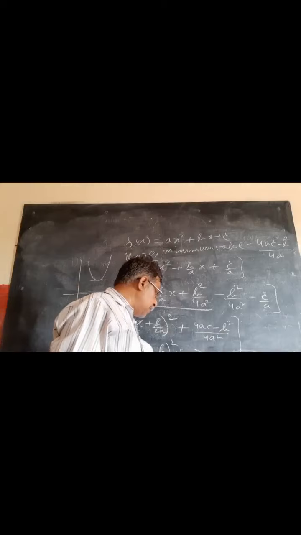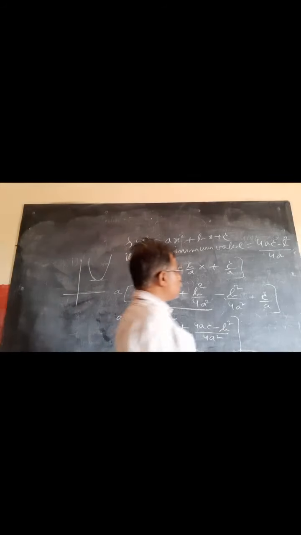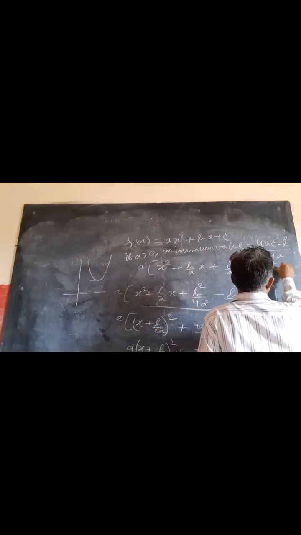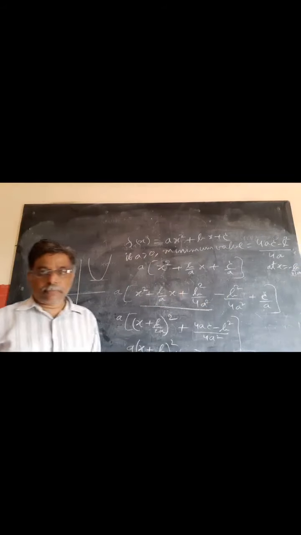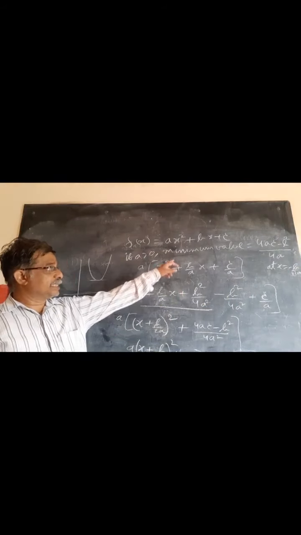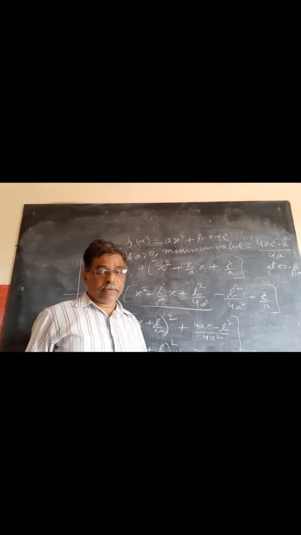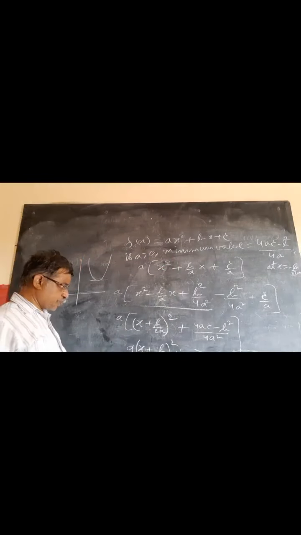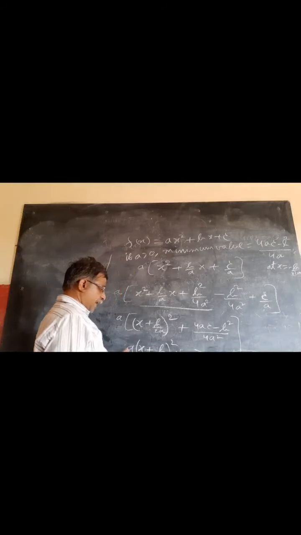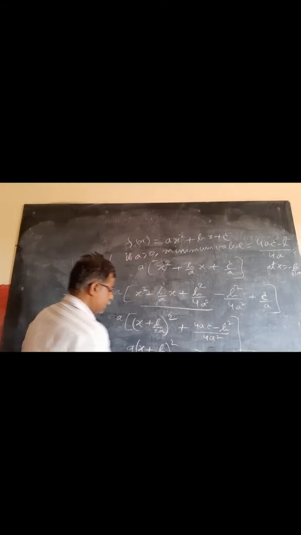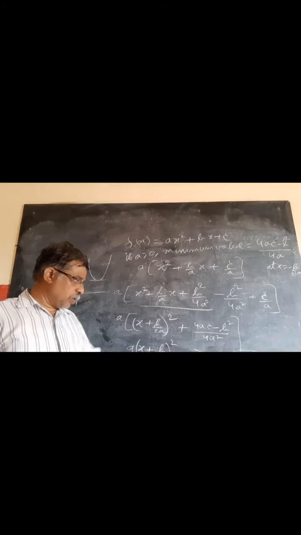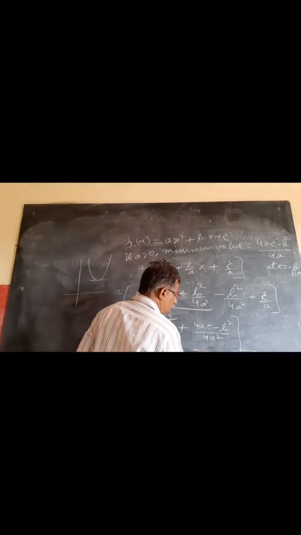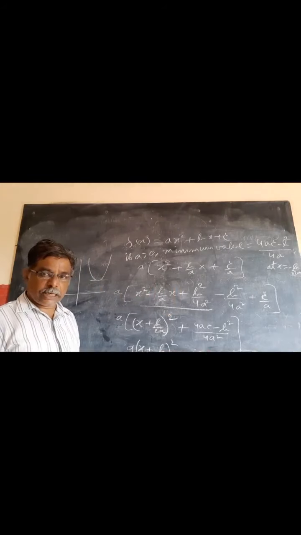If it is equal, then x must be minus b by 2a. So, at x equal to minus b by 2a, it contains the minimum value, that is 4ac minus b square by 4a. For example, if a is less than 0, then a into x plus b by 2a whole square is always less than or equal to 0.